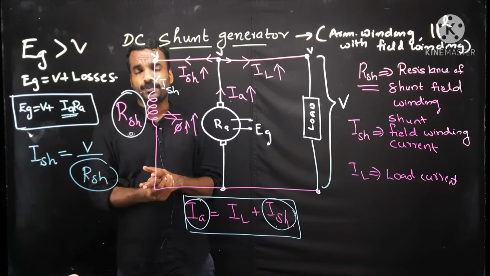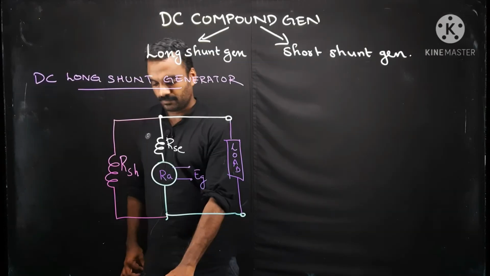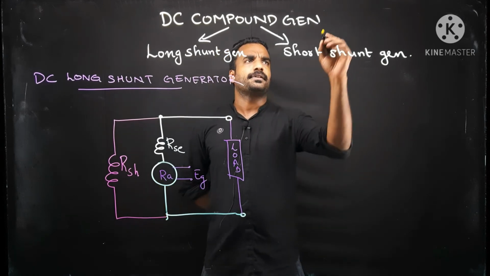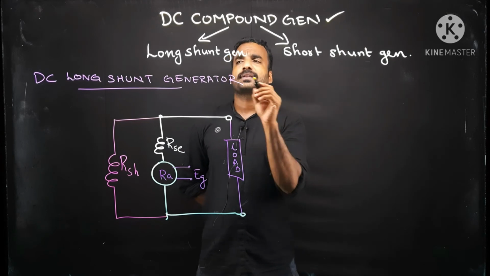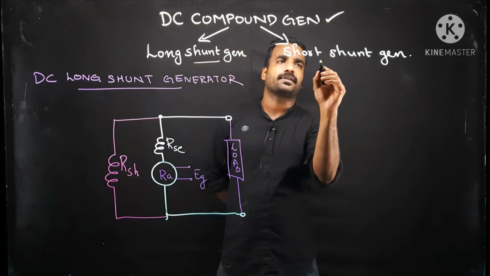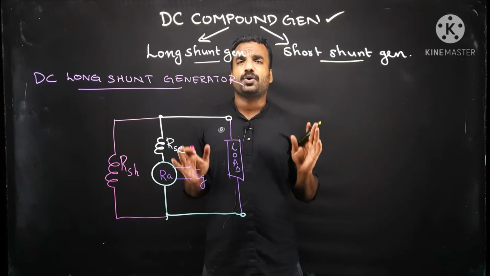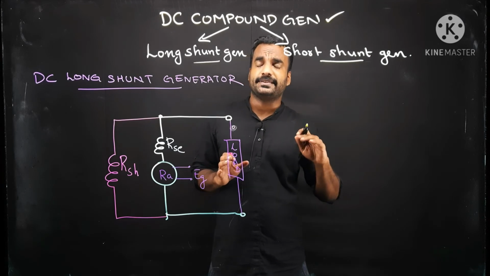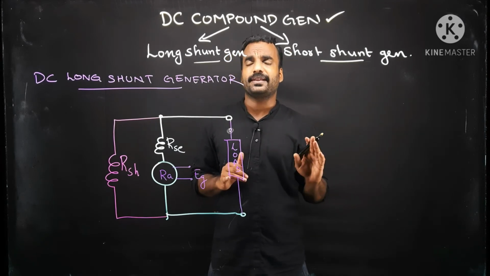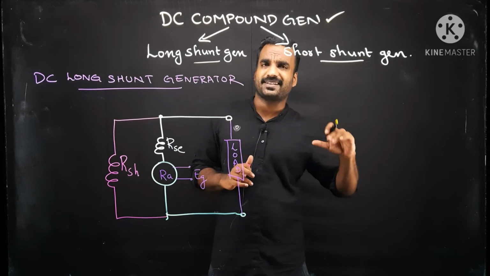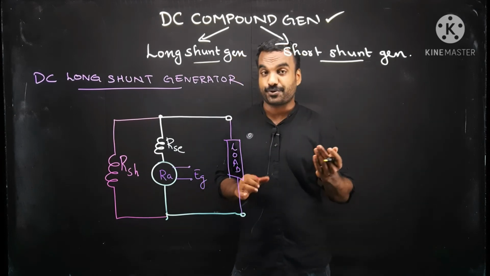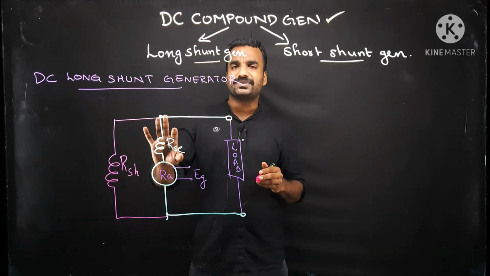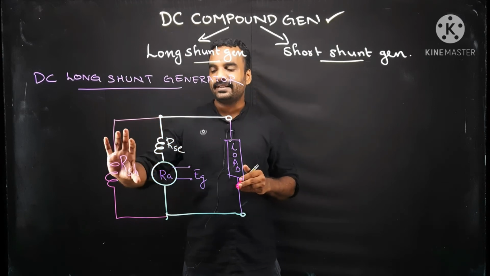Now we will move to the DC compound generator. DC compound generators are further classified as long shunt generator and short shunt generator. Actually, we know what a DC compound generator is. In a compound generator there is a series field winding and a shunt field winding. Both the windings are present. One portion of the field winding is connected in series with the armature winding, and the other portion of the field winding is connected in parallel with the armature winding. So we have two sets of winding, series field winding and shunt field winding.